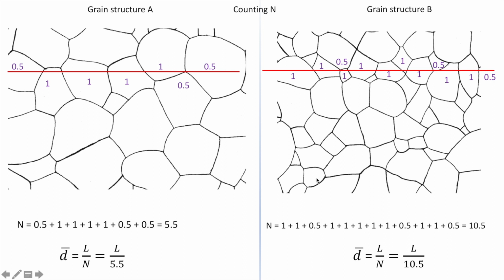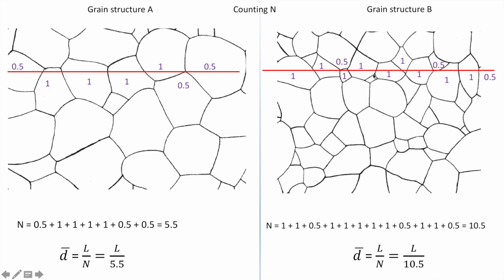Now we can clearly see grain structure B just by looking at it. It's not difficult to see that these grains are smaller than these grains. Grain structure B is smaller than grain structure A. You can just tell that by looking at it. There's more grains there and they're definitely smaller. Let's say for now that these structures are at exactly the same magnification. It's very important that we establish that in the very beginning.